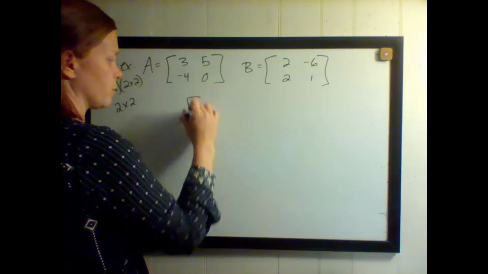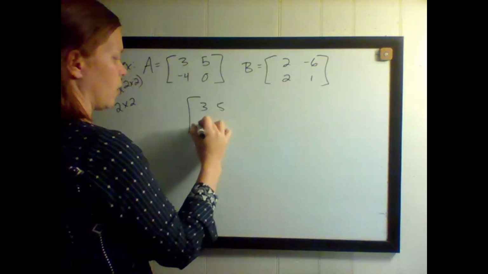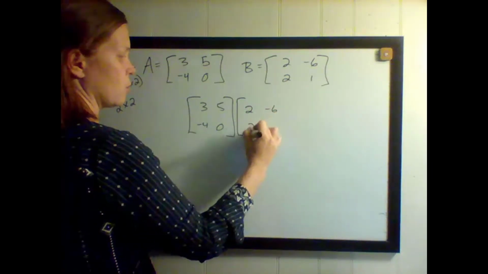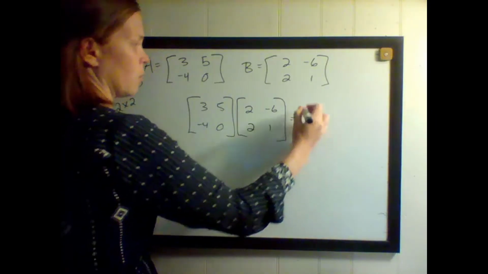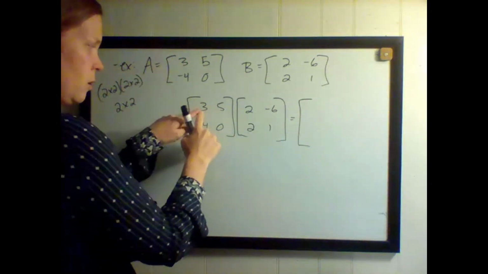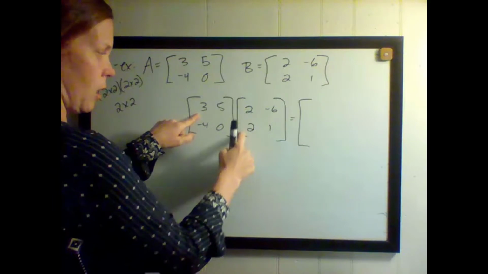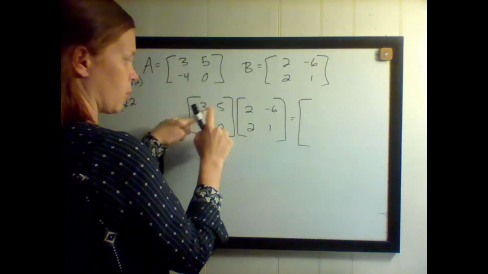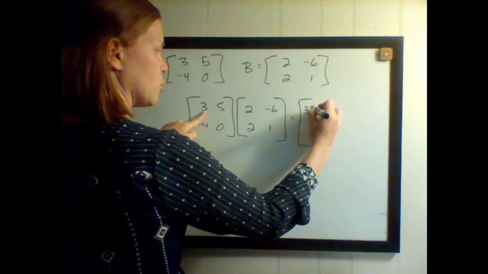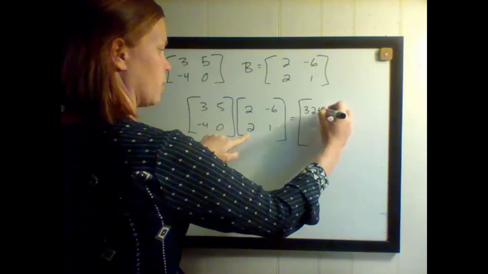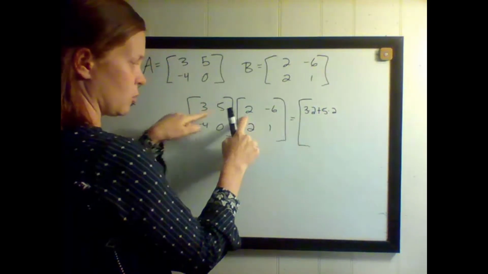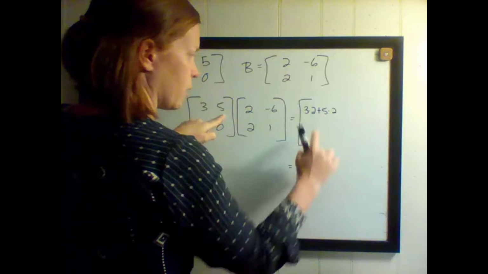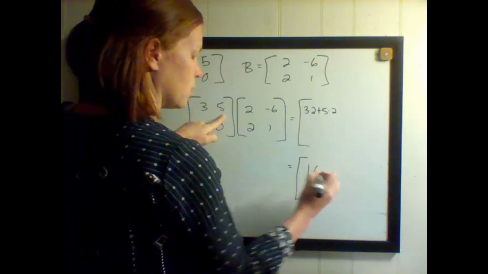Okay, so I'm going to rewrite this. 3, 5, negative 4, 0, so they're right next to each other. 2, negative 6, 2, 1. In my first spot, this is where I do row 1 by column 1. Like I said, we're going to take the sum of the products of each spot. So I'm going to multiply 3 times 2 and add 5 times 2. So I do 3 times 2 plus 5 times 2. That'll be 6 and 10 is 16.